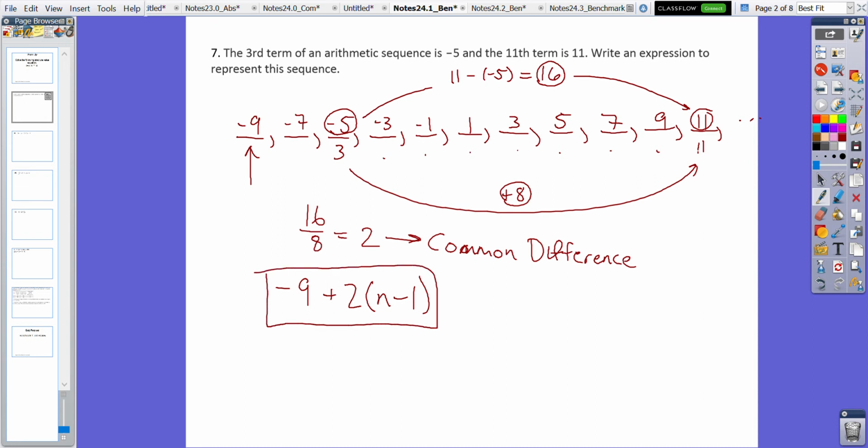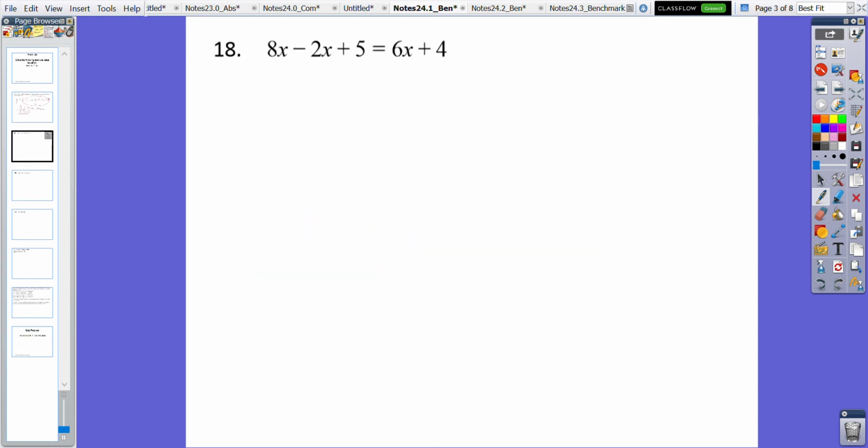Next problem I want to look at is number 18. 8x minus 2x plus 5 is equal to 6x plus 4. With this problem, or any problems that look like it, the first thing you want to do is take a look at both the left side and right side of your equation. Make sure that you combine all your like terms first. In this case, my like terms that I can combine exist on the left side of the equation. I can go ahead and combine 8x minus 2x to give me 6x.